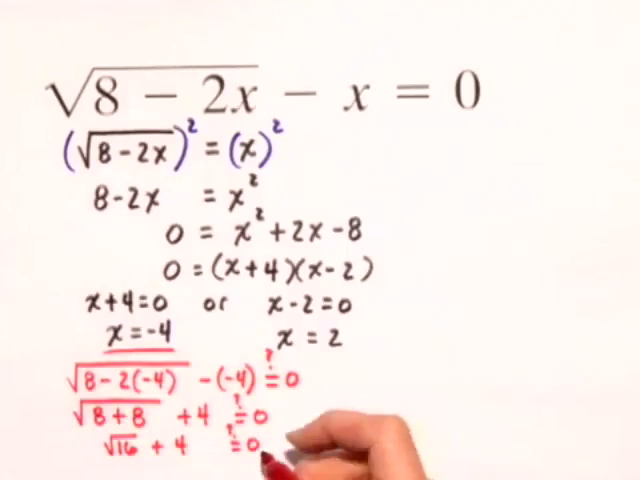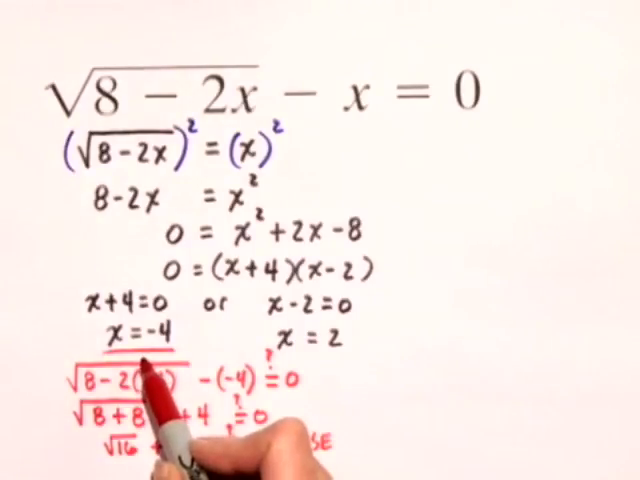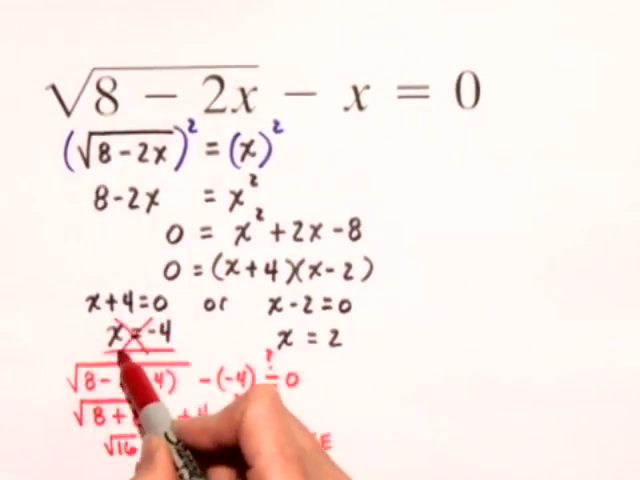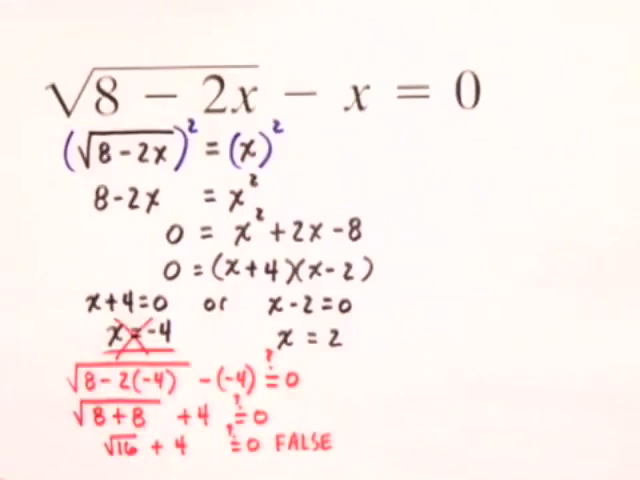This is not a true statement. This is a false statement. The square root of 16 is 4, and 4 plus 4 is certainly not equal to 0. Since it's a false statement, that means x equals negative 4 is an extraneous solution, and we're going to cross it off from our potential list.